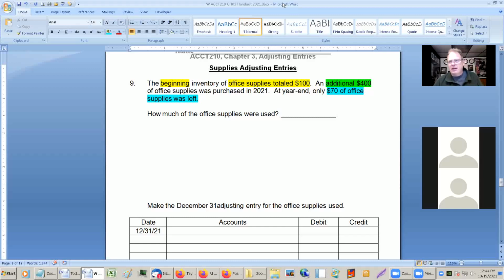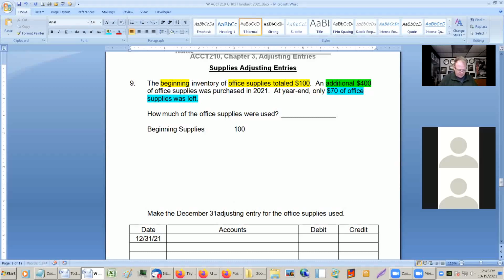430. Yeah, that wasn't much awkward silence, but okay. Yeah, 430, that's exactly it. So we have our beginning inventory, beginning supplies, 100. We had purchases. So this will increase the supplies by 400.